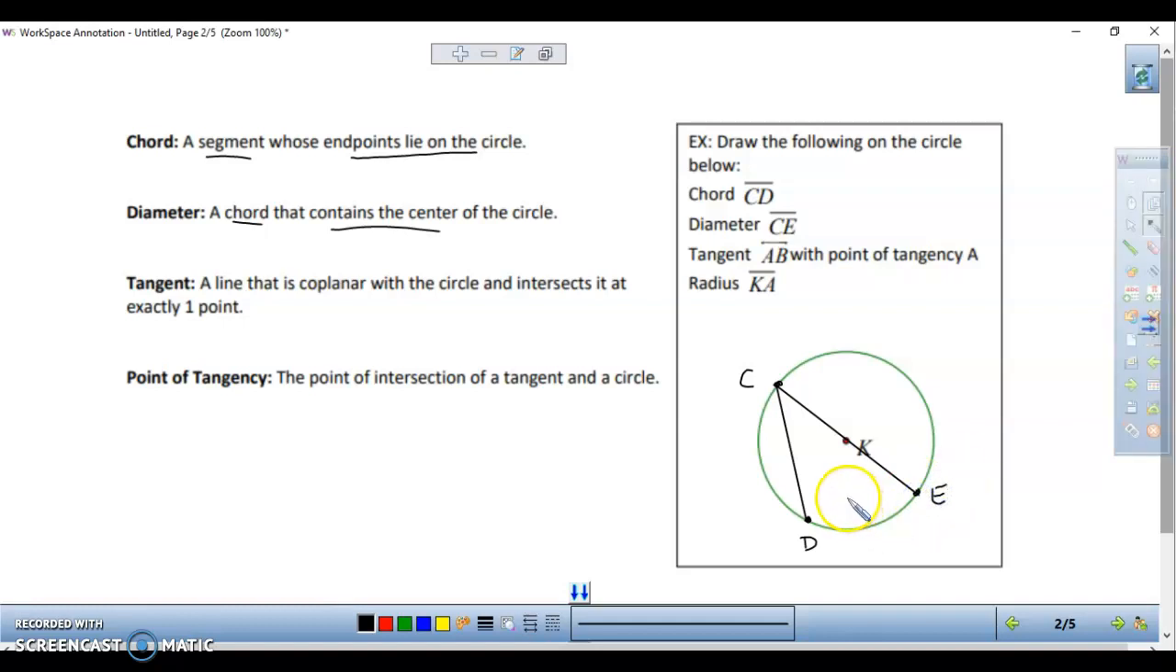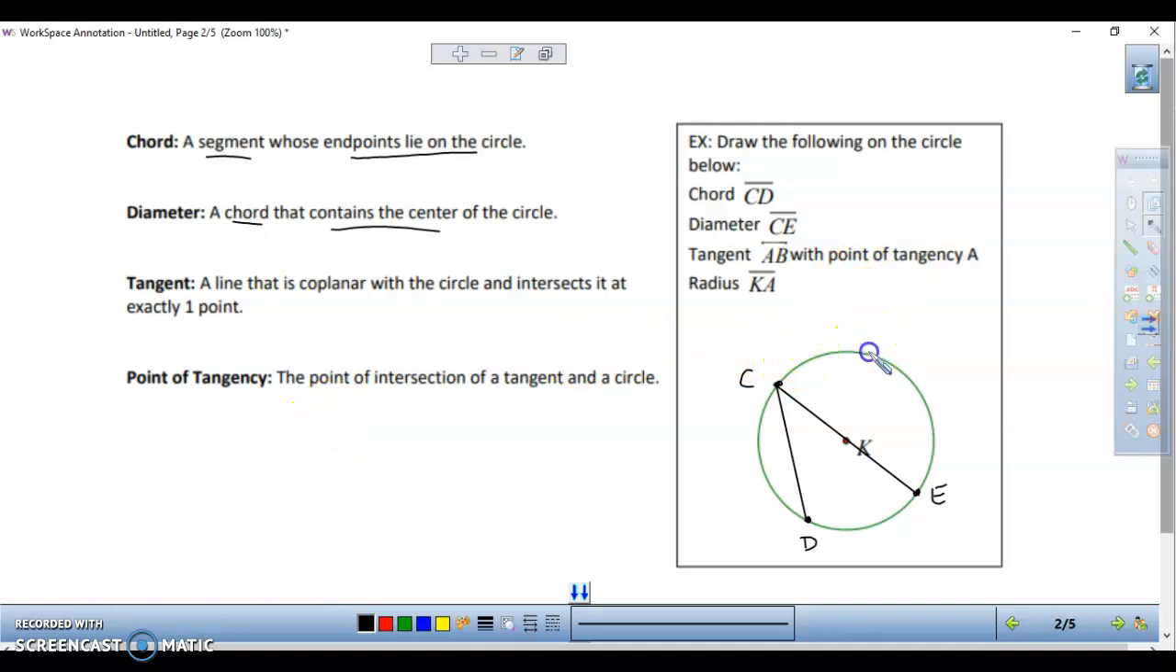All right, tangent. A tangent is a line that is coplanar with the circle, so it's got to be in the same plane, that intersects it at exactly one point. So in this one, we want tangent AB with point of tangency A. And that point of tangency is also the point of intersection of the tangent and the circle. So where the tangent intersects the circle.